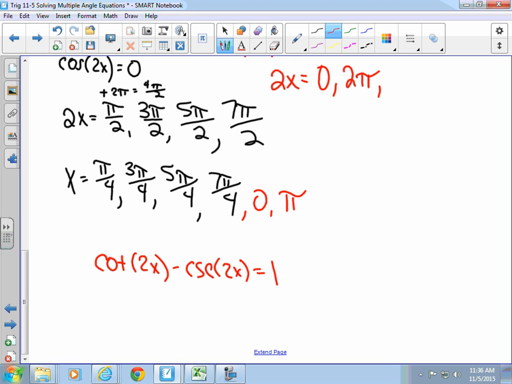Won't this end up being a pi over 2? Does everyone agree? Cotangent of pi over 2 is 0. Does everyone know how I got that? Any questions about that before I go on? So cotangent of pi over 2 is 0. Cosecant of pi over 2 is 1. It's the reciprocal, right? Of sine. Does that work? Why not?